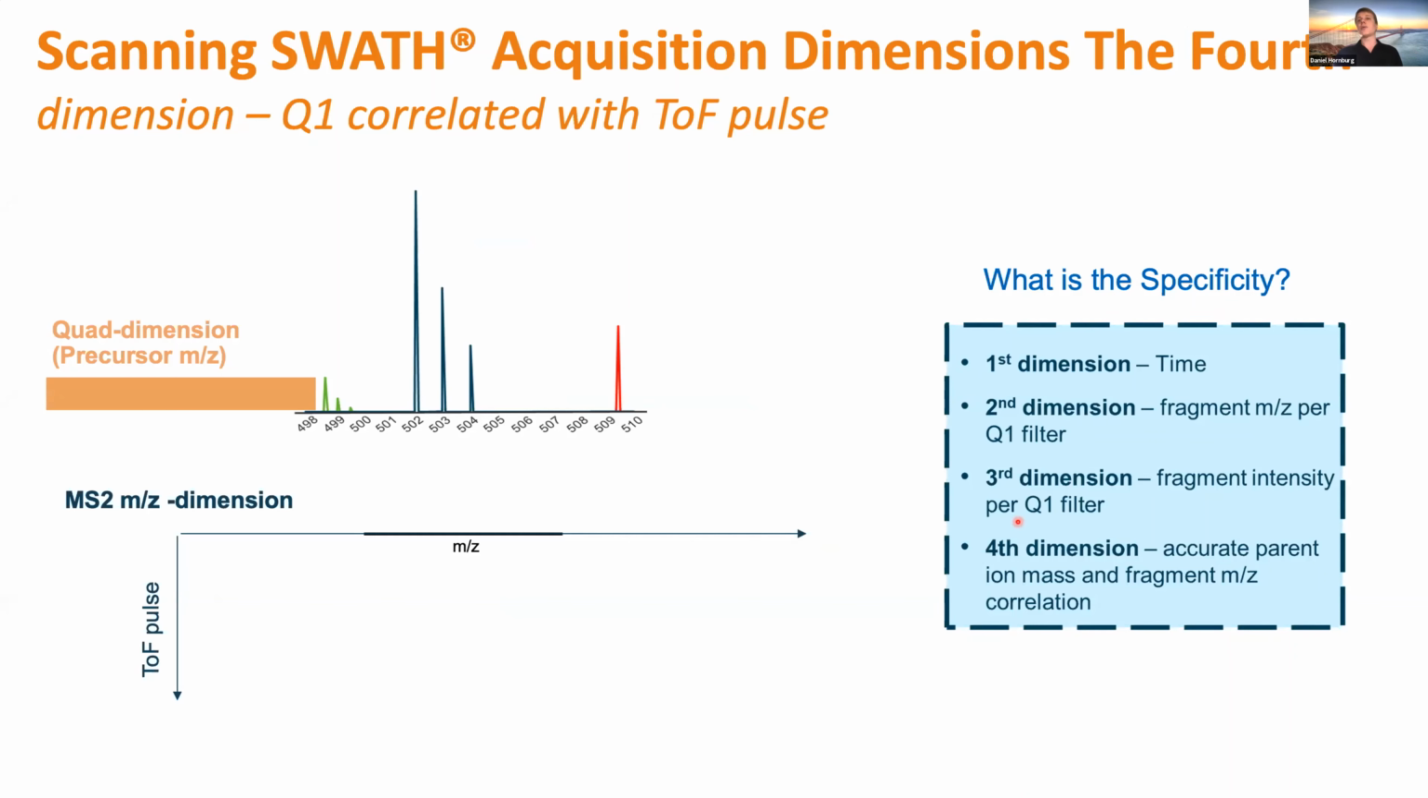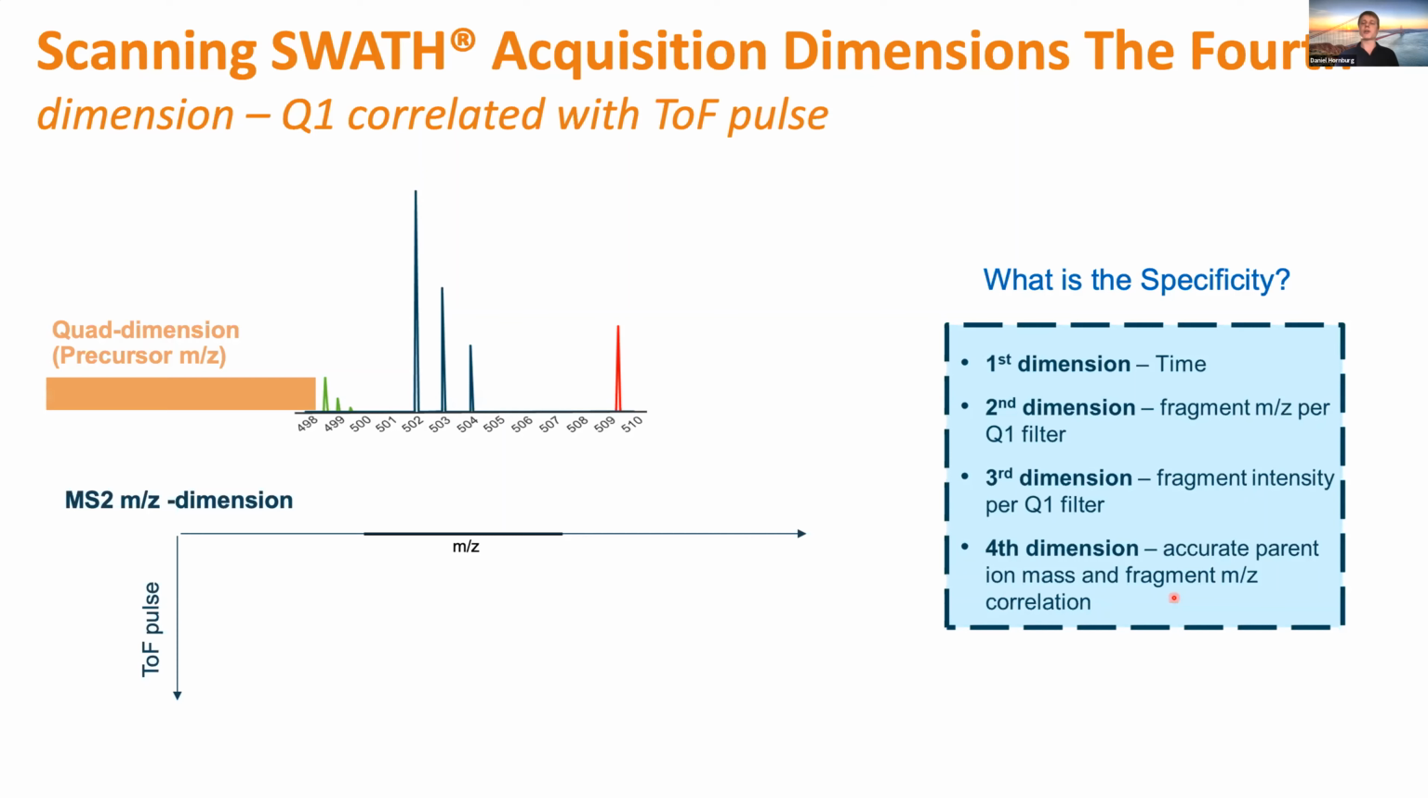And in scanning swath, we add a fourth dimension, which is an accurate match. Oh, I forgot to mention the intensity, of course, of the fragments. This is why good libraries help us in identifications, because the relative intensity difference of the b and y ions can be used to make an identification. So in scanning swath, we add a fourth dimension, which is an accurate parent ion mass and fragment mass correlation.